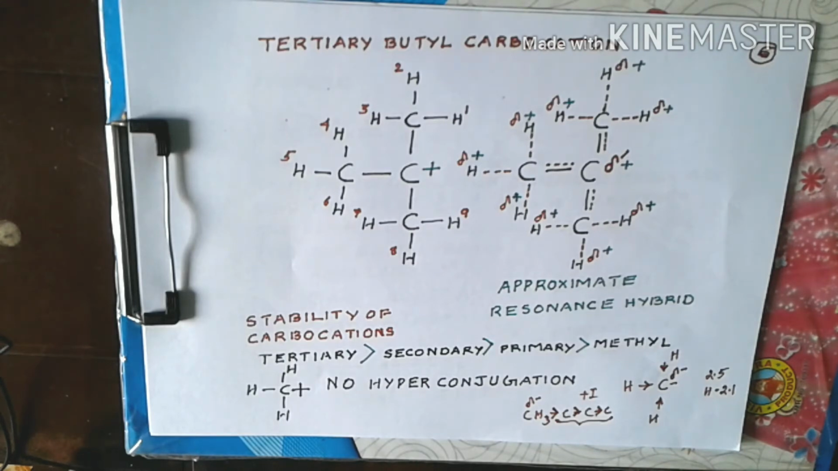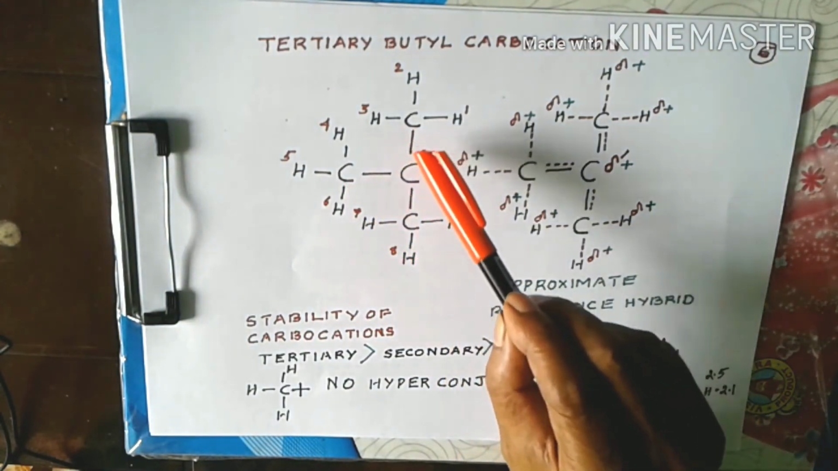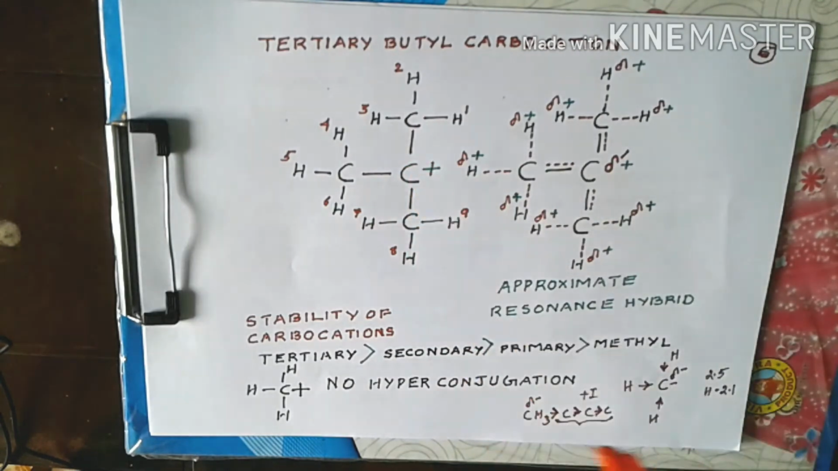And when we come to the tertiary-butyl carbocation, we have 3 methyl groups and 3 plus I effects operating along these bonds, so that again the positive charge is partly neutralized, or shared. So all these effects cumulatively stabilize the tertiary carbocation the most, the secondary carbocation medium, and the primary carbocation the least. And there is no hyperconjugation in a methyl carbocation, so it is not as stable as tertiary, secondary or primary.